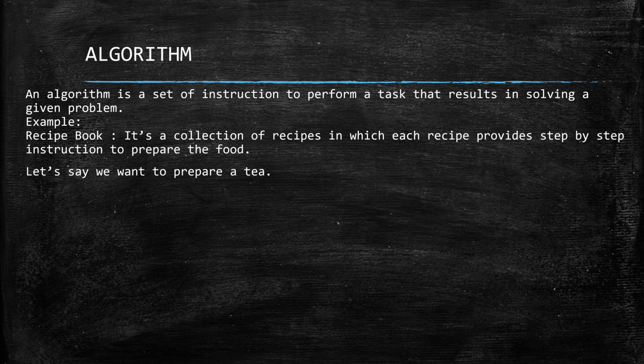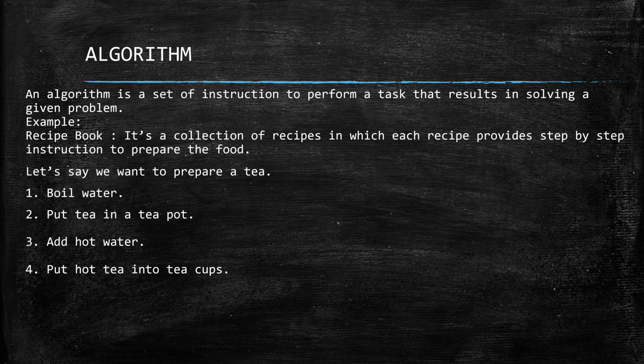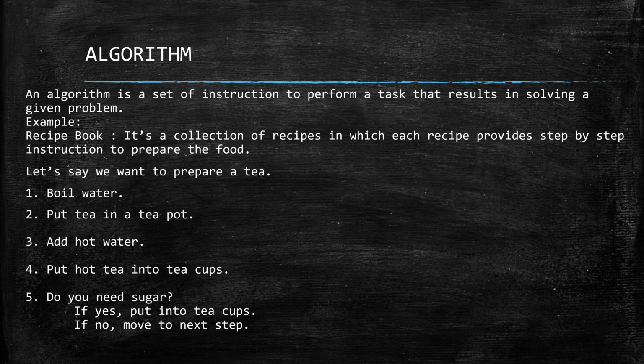The first step inside the recipe would be boil water, put tea in a teapot. Third will be add hot water. Next, put hot tea into teacups. Fifth, do you need sugar? If yes, put into teacups. If no, move to the next step. Finally, the last step would be stir, drink and enjoy. So here it is very similar to an algorithm, that is a set of instructions to follow to solve a given problem.